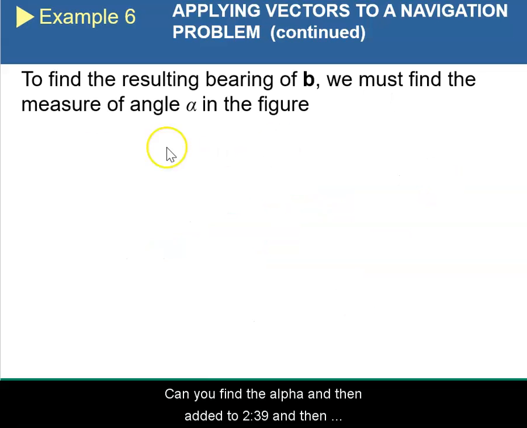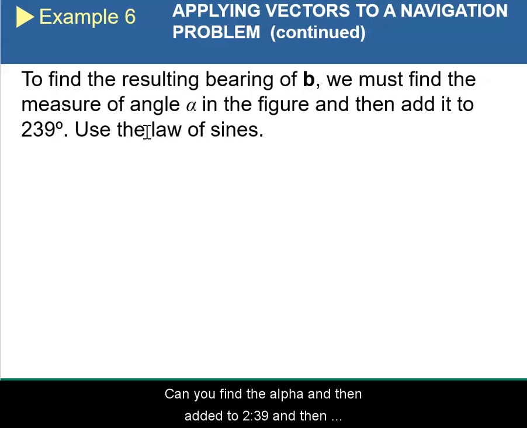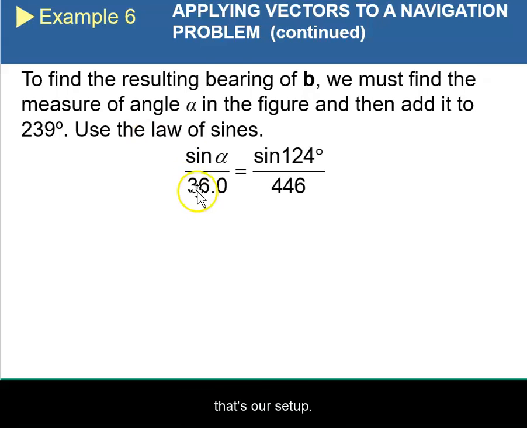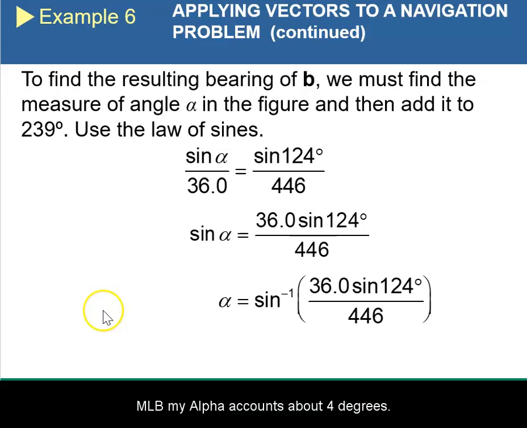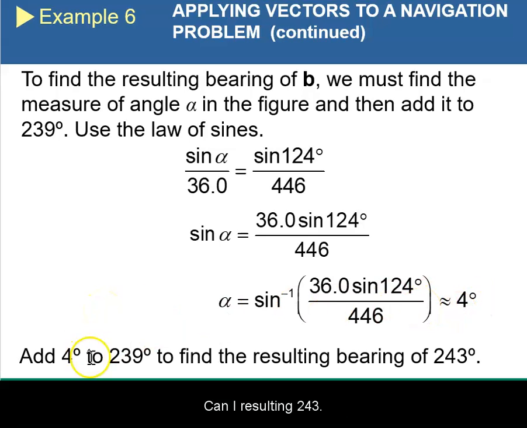So again, we must find alpha and then add it to 239. We're going to use the law of sines, and that's our setup. Sine of 124 over 446 equals sine of alpha over 36. We solve for sine of alpha by multiplying both sides by 36. Take the sine inverse of this value, and that'll be my alpha, which comes to about 4 degrees. Adding those together, our resulting bearing is 243 degrees.